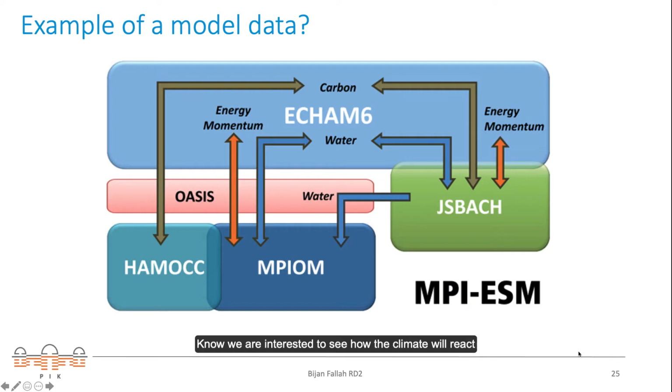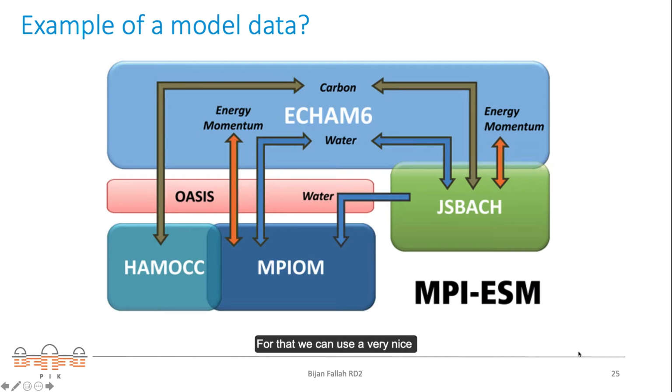Now we are interested to see how the climate will react to the changes in greenhouse gas concentration following the three different scenarios, or the representative concentration pathways, RCP. As an example, we choose the Max Planck Institute Earth System model and look at the output of the model. We select two different variables, near surface temperature and the precipitation.